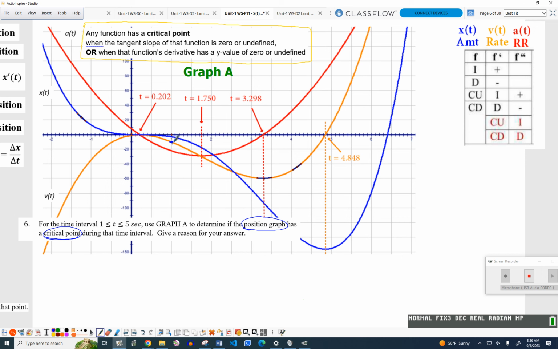So right here, this y value is negative, negative. Okay, it's the same place again in this case. At that point, the velocity is 0. That means the position graph has a critical point at that time. That's the reason.